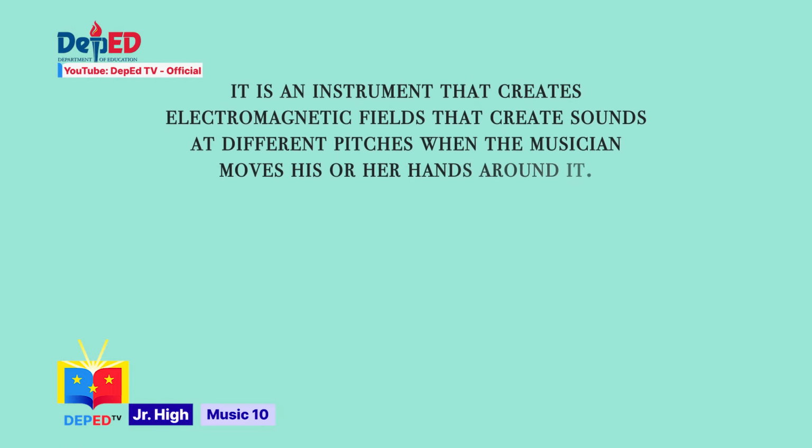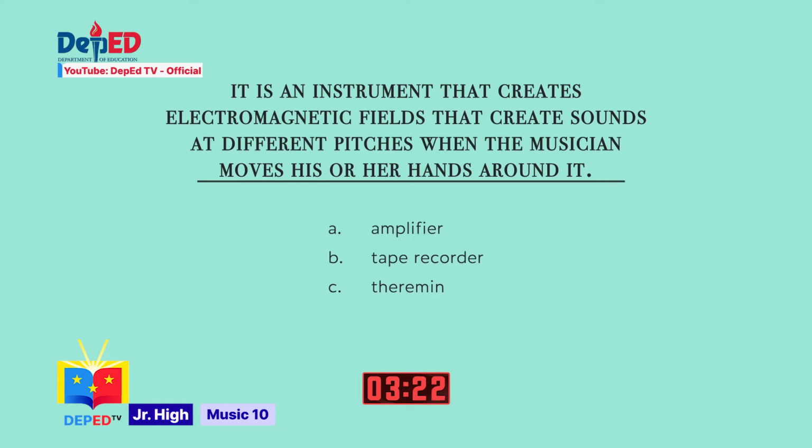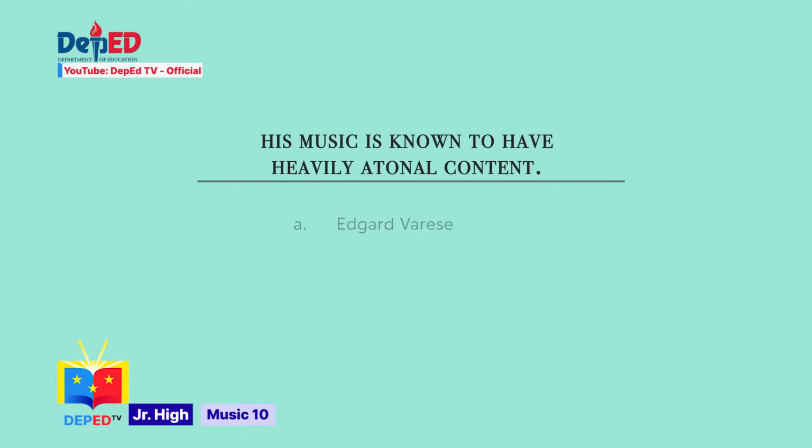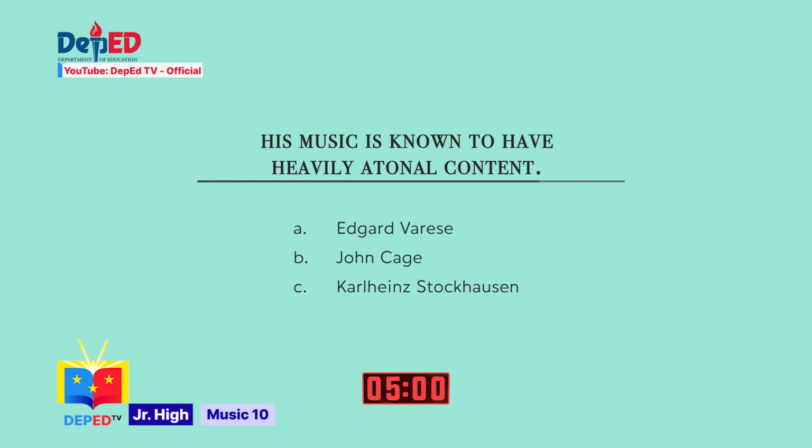Number 3. It creates electromagnetic fields that create sounds at different pitches when the musician moves his or her hands around it. The correct answer is theremin. Number 4. His music was known due to its heavily atonal content. The answer is Karlheinz Stockhausen.